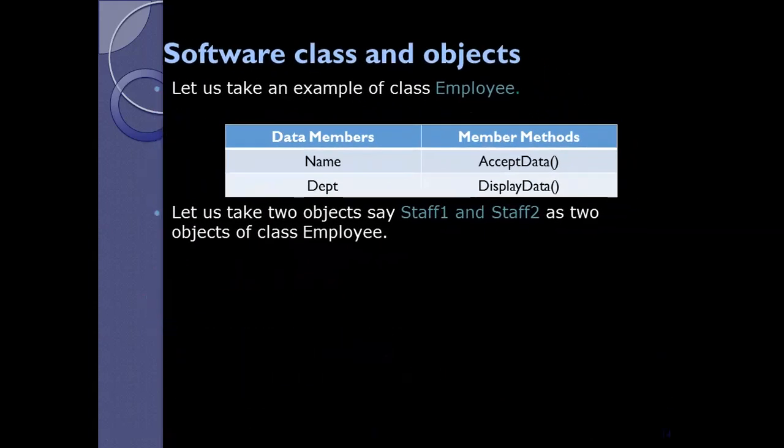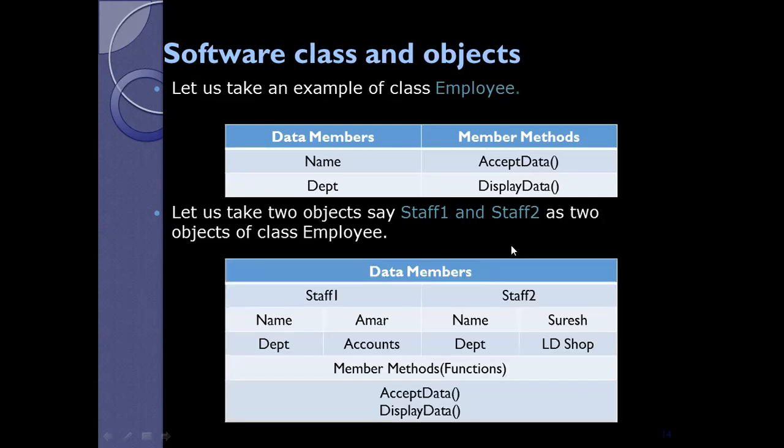Now let us take an example of software class and object. Here I have taken employee as a class. So the data members of this class are name and department, and the methods are accept data and display data. So let us take an example of two objects, say staff 1 and staff 2.